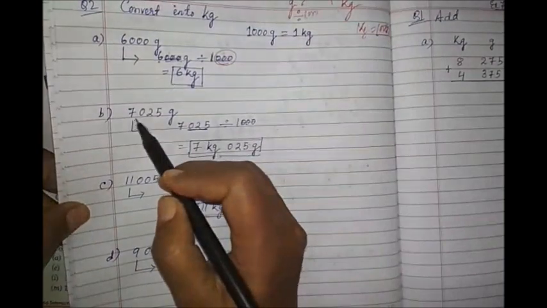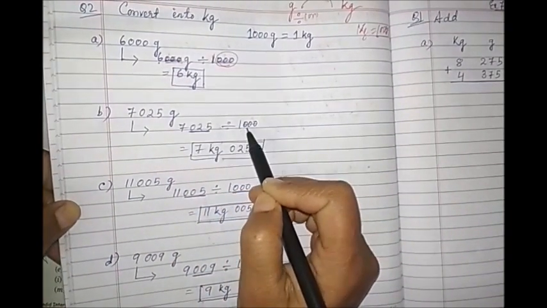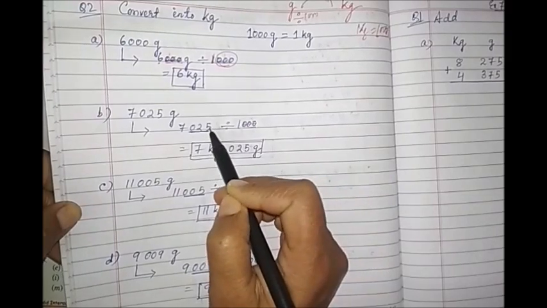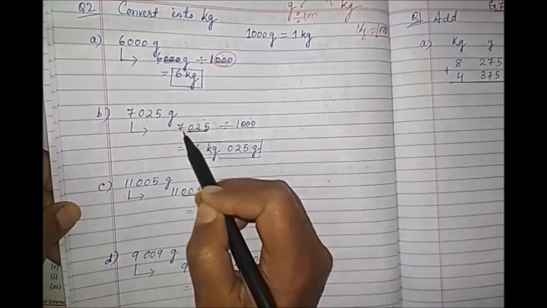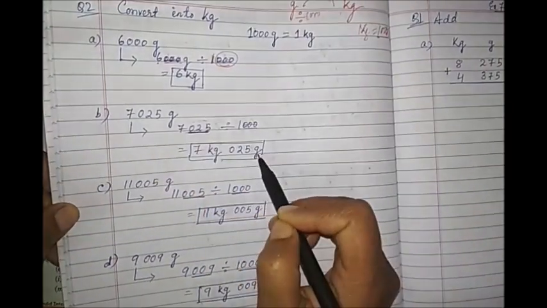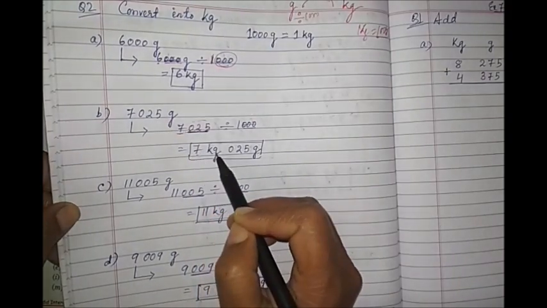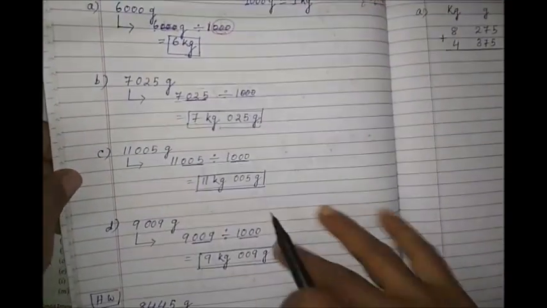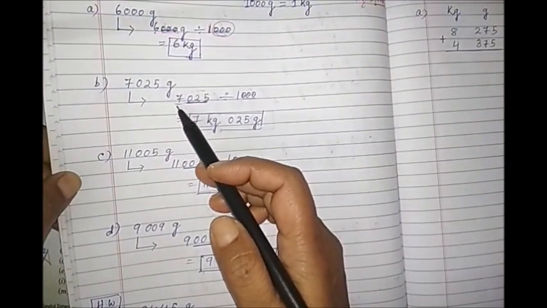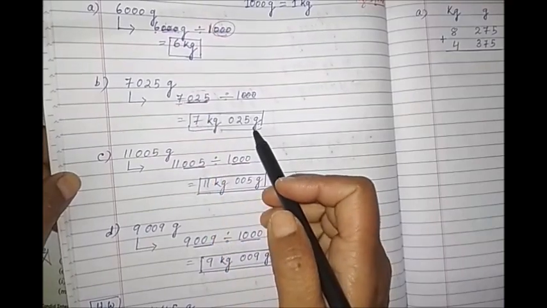Same way, see 7025 gram divided by 1000. See, 3 zeros are there, so you take or underline these 3 numbers. And what will be these 3 numbers? These will be your gram. And whatever is left, 7 is left here, 7 kilogram 025 gram. Okay, so you have to consider the 1000 place as kilogram and the 1s, tens and 100 places as gram.